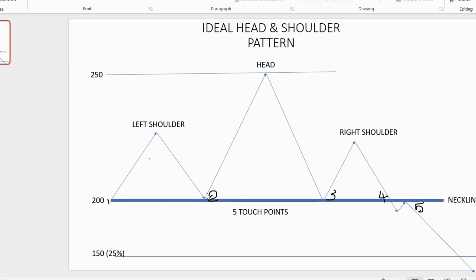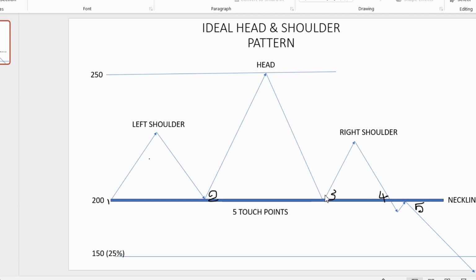Then again, as expected, the price is going upwards and upwards. They expect the stock to make higher highs and higher lows. But again, something wrong happened here. This is the psychology part here. Then again, the price drops to the neckline.